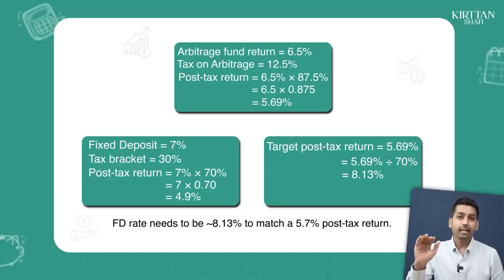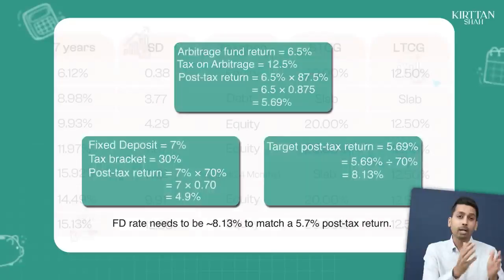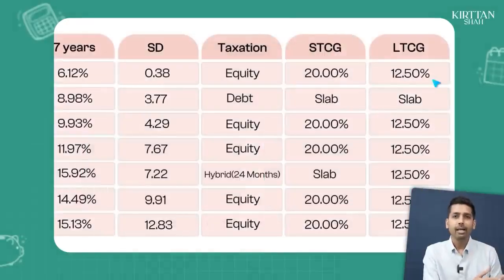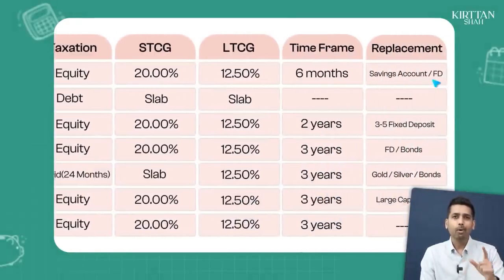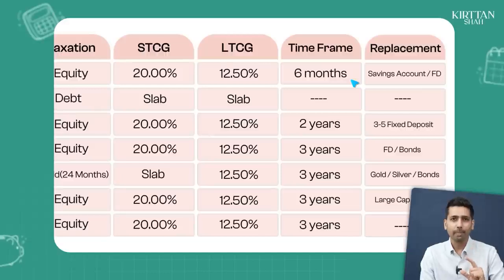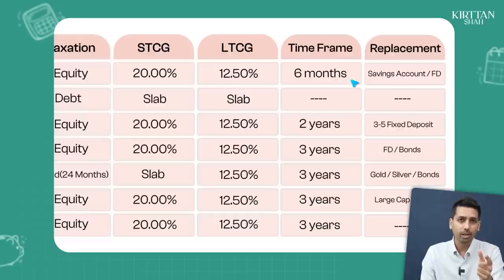So if you are getting anything less than 8.13% on your FD, your arbitrage fund is a much better place to stay invested in, provided you are going to stay invested for at least more than 6 months in this product. 6 months is the minimum time frame with which you have to come if you want to invest in this particular product. But this tax advantage of getting taxed only at 12.5% only happens if you stay invested for more than 1 year.